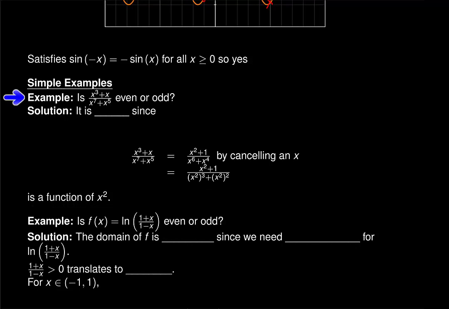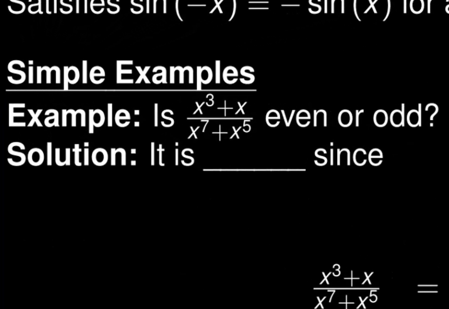Let's take a couple of simple examples. Here's an example, and it's a rational function because it's a ratio of polynomials. The polynomial on the top is x cubed plus x. The polynomial on the bottom is x to the 7th plus x to the 5. Let me ask you, is this even or odd?